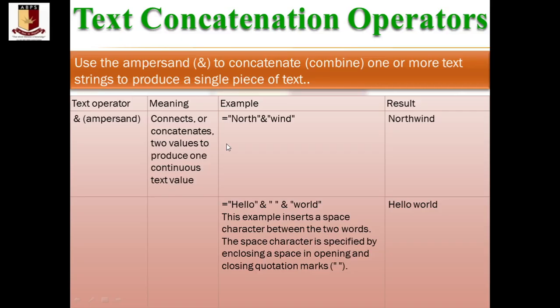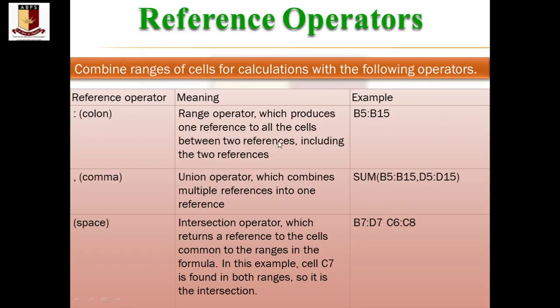Now move to the next slide, and this is the interesting one actually, the reference operators used for combining different ranges. The colon one you already use, the comma one you also used, the space one is the new one. All these three operators I'll tell you practically. First, the range operator, which produces a reference to all the cells between two references, including the two references. Like in this example, V5 to V15 means the range starts from V5 and ends at V15.